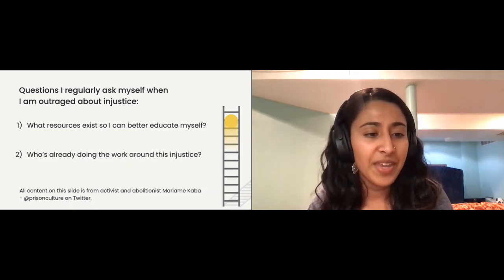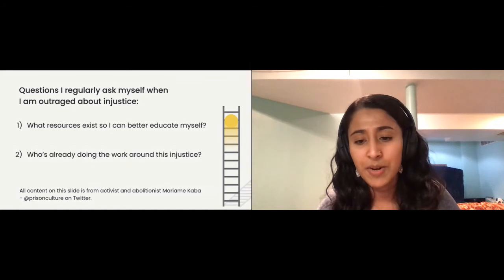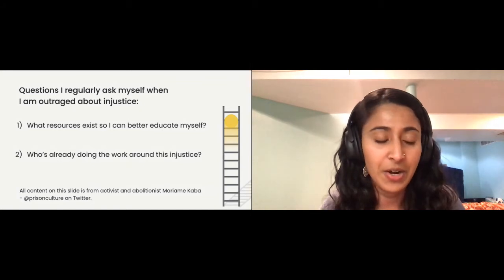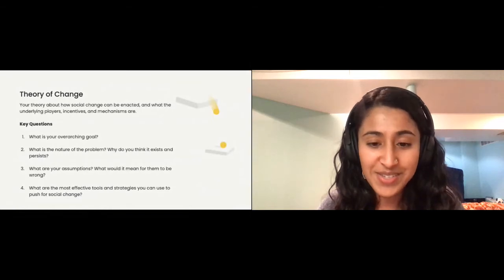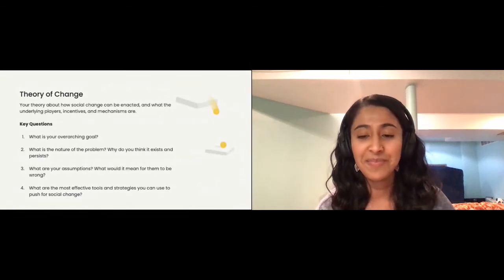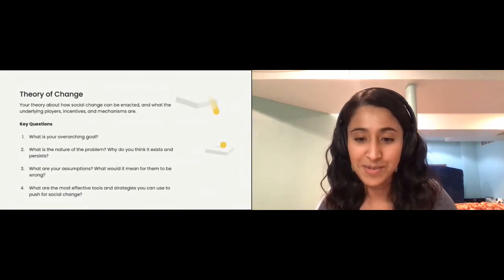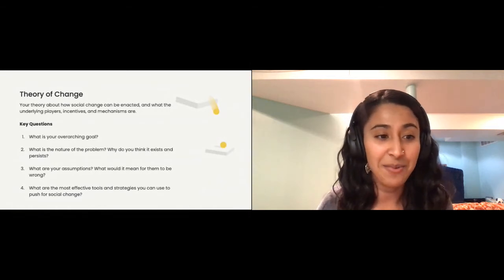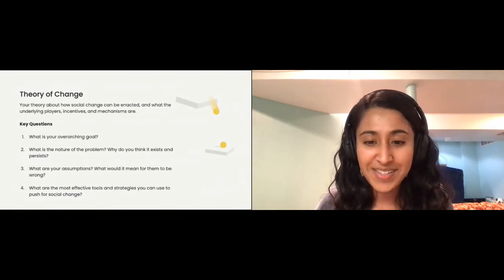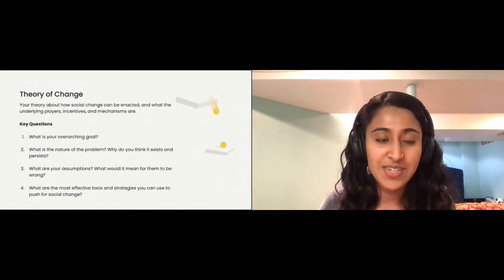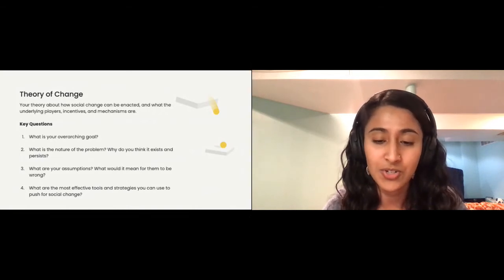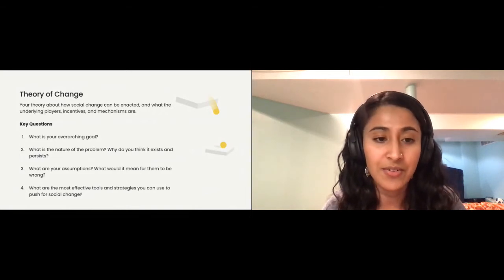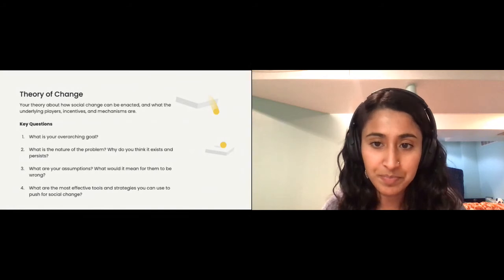So as you're thinking about some inequality or particular injustice that you really care about, you should start also thinking about what your theory of change is. Chances are you already have a theory of change that you've developed, but you just haven't articulated it that way. At its core, it's simply a methodology used to understand what the process is for enacting some sort of social change or just pushing the lever on some social issue.